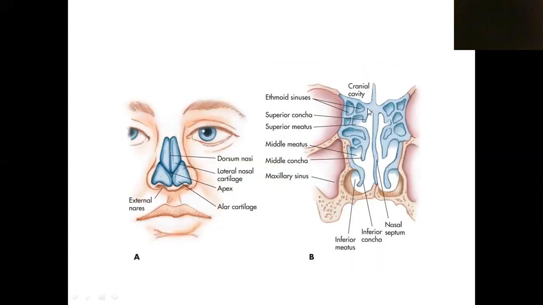What is meant by that? See this cavity. This is the medial wall. This is the floor. This is the lateral wall. And here comes the roof. Like that, on the opposite side: roof, lateral wall, floor, and medial wall. The medial wall is common for both.